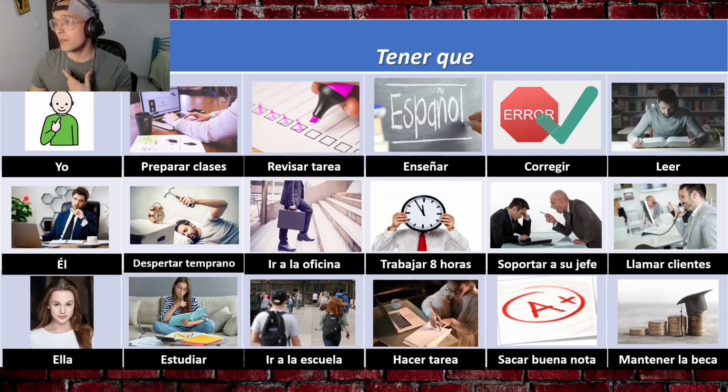Let's say, he doesn't have to teach Spanish. So we say, él no tiene que enseñar español. One more time. Él no tiene que enseñar español. And let's say, she doesn't have to prepare lessons. So we say, ella no tiene que preparar clases.